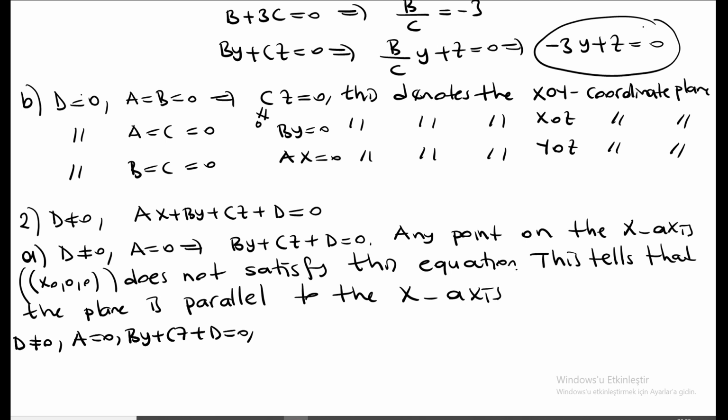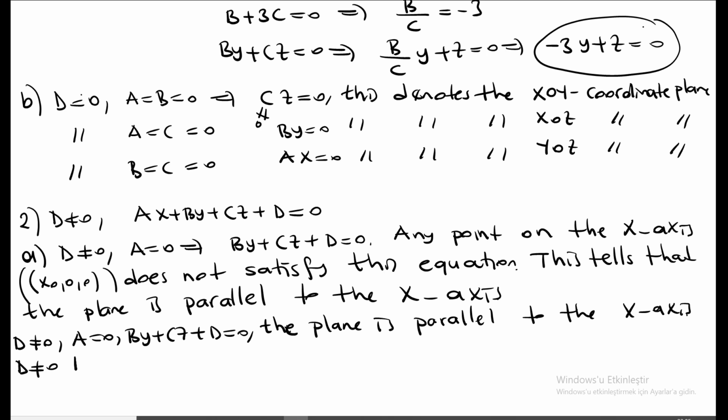So the plane is parallel to the x-axis. The other cases are similar. So d is not 0, b is 0, so you have a times x plus c times z plus d equals 0, and the plane is parallel to the y-axis.